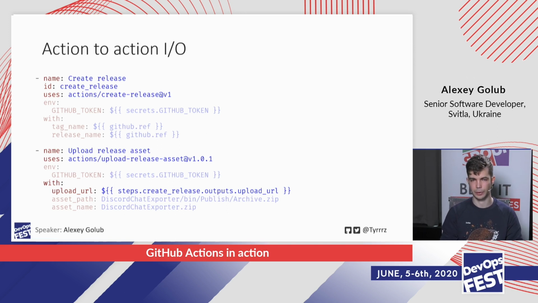And to do that, I have to create a release first. And then after I have created it, I have to upload the assets. And I might have multiple assets, or I might not want to upload any assets. That's why those things are separate. And for the first one, I can use just the actions create release action that was provided by the GitHub Actions team. And for the second, I can use the actions upload release asset.